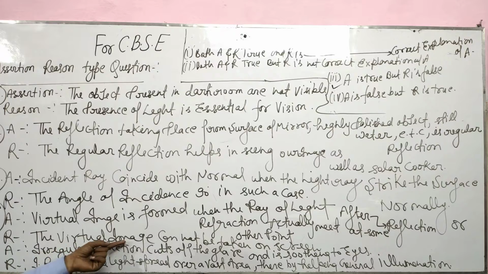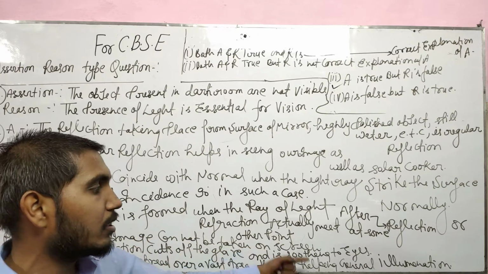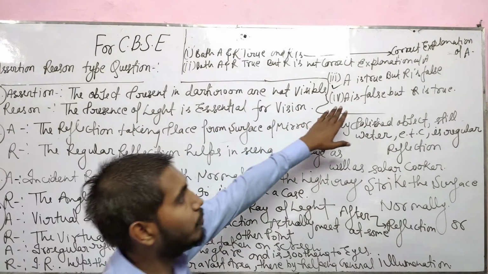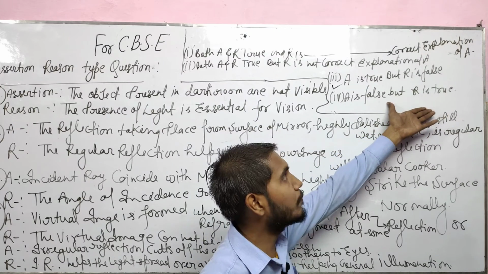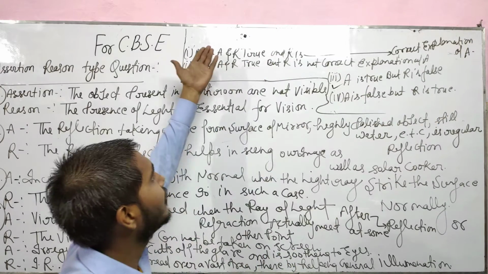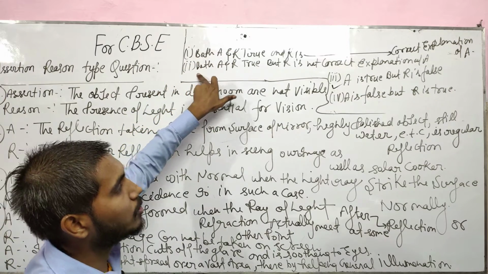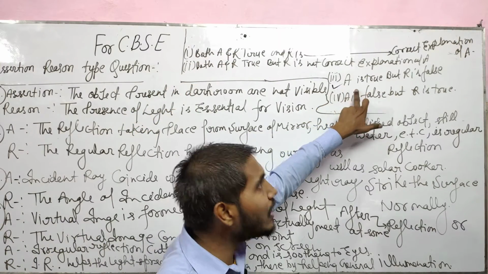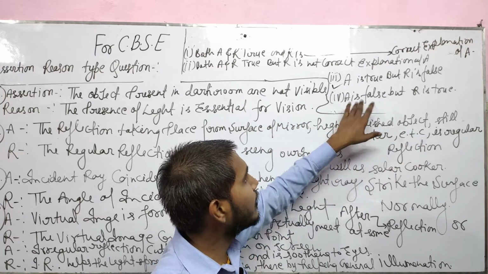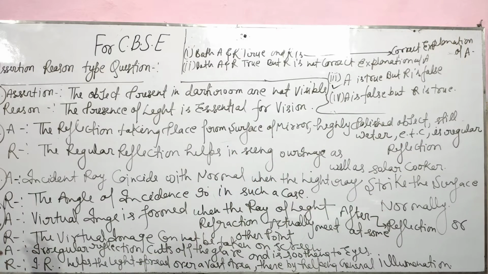Reason: a virtual image cannot be taken on a screen. It is right. So A is false but R is true. The option saying A and R are both true is not possible, because A is not true. So the fourth option is right: A is false for statement number 4.